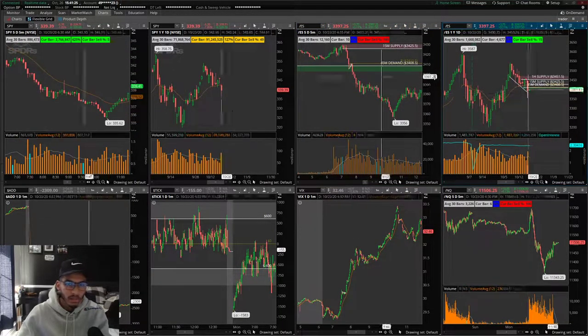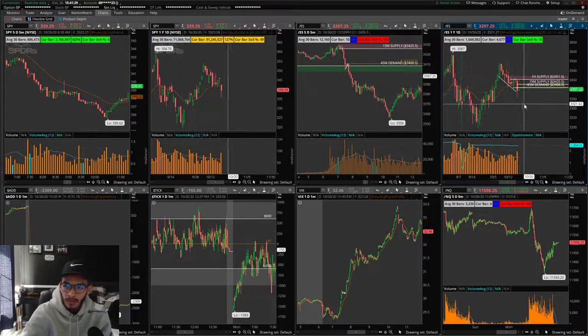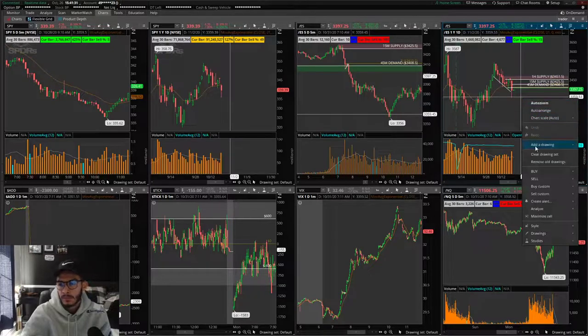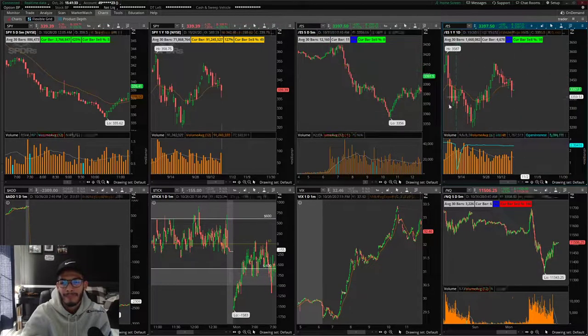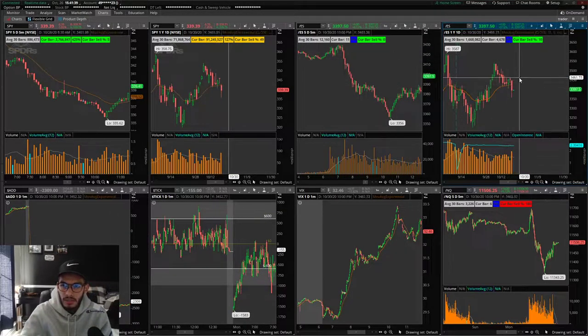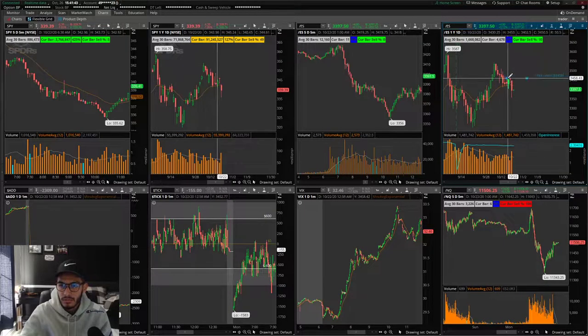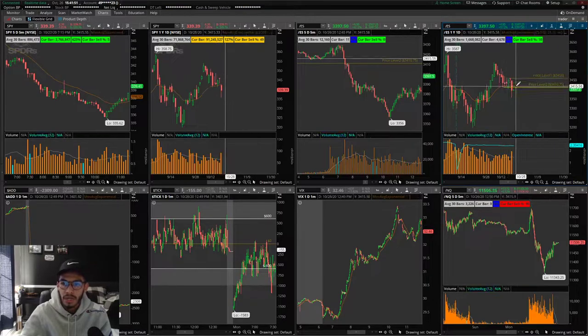So let's look at the overall picture here. On ES, on the daily chart, the 21 moving average is considered the mean. We were floating around the mean for quite some time. We can draw this little range here, which we were stuck in for probably a couple days around the mean.